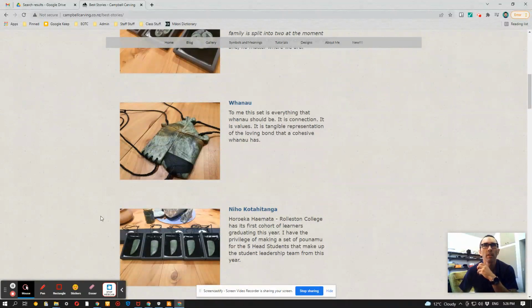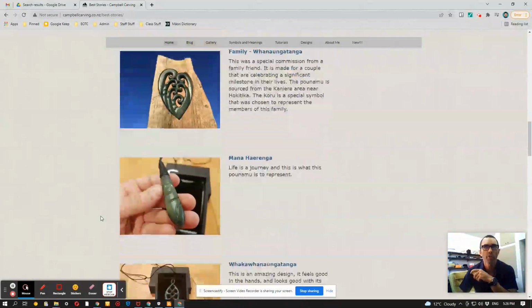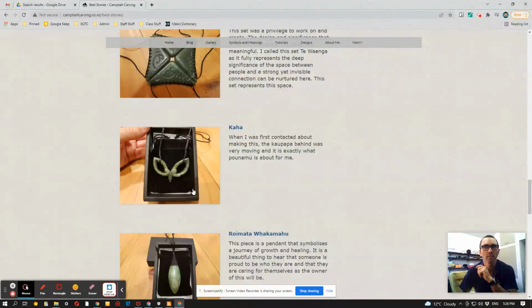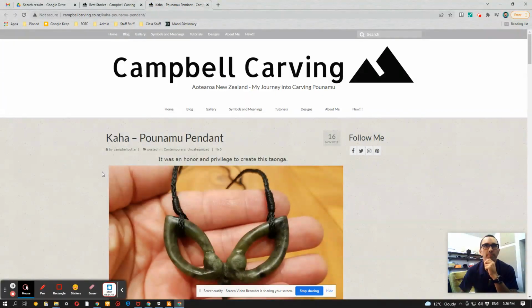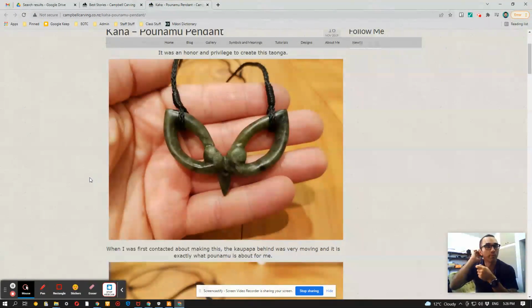Now, the one that I want to share with you for this is Kaha, this one here. Okay. So as it says in the first thing, this piece here was a privilege for me to create, and the kaupapa was very moving initially with the design.